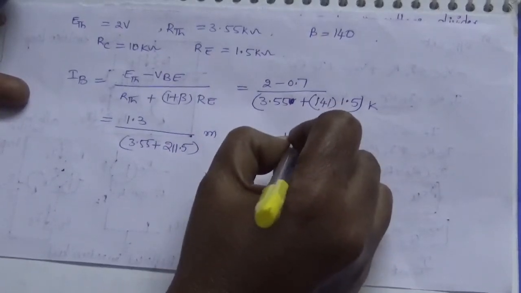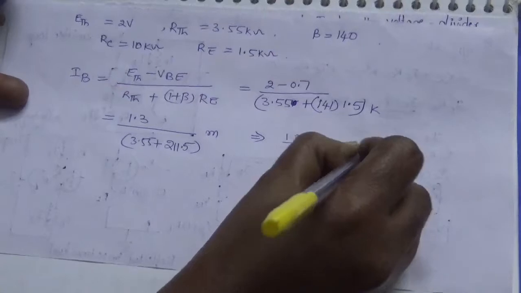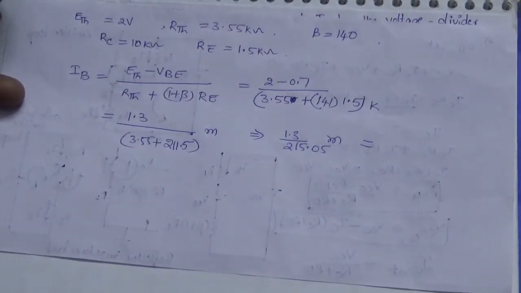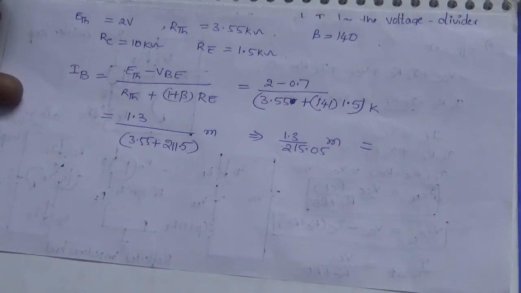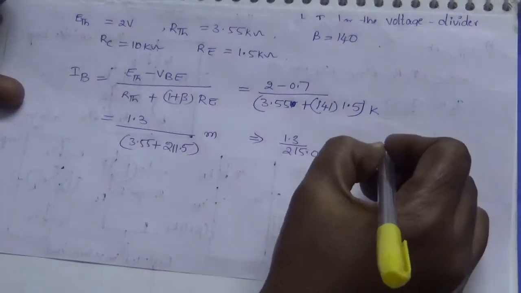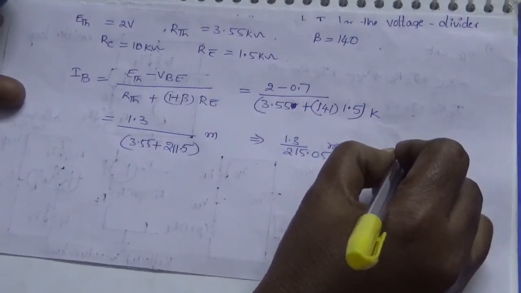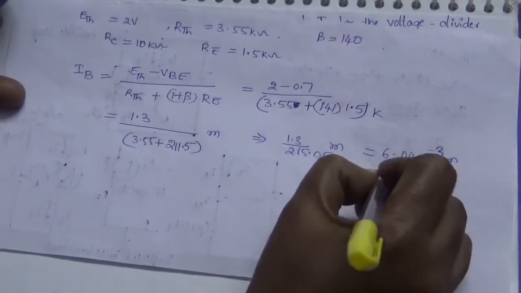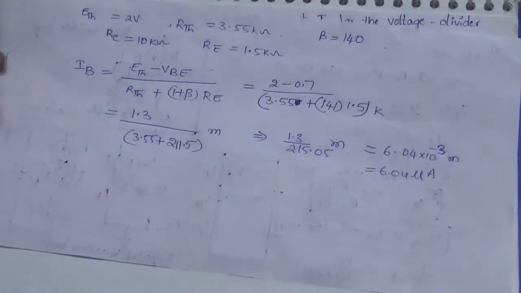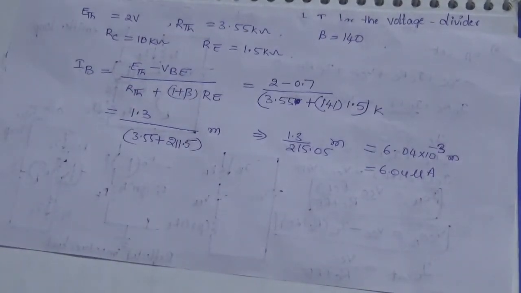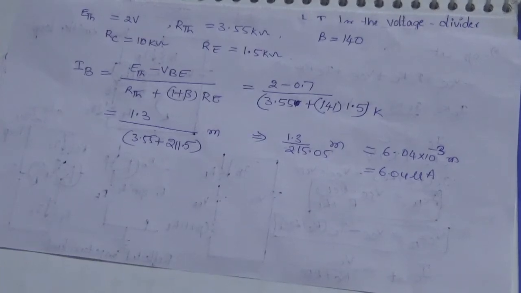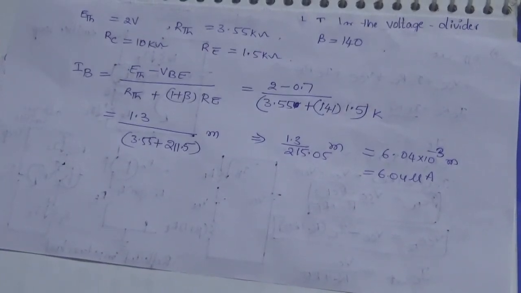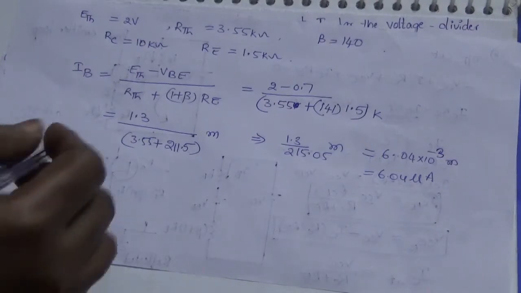1.3 divided by 215.05 milli. The answer will be 6.04 into 10 to the power of minus 3 milli. That means what did we get? 6.04 microamperes. Check the calculation once again to see whether it came out correctly. So 1.3 divided by 215.05, same. So this is IB.